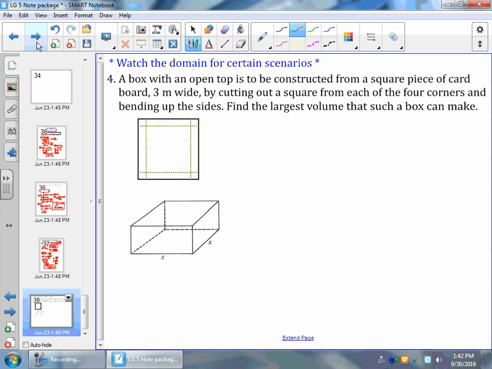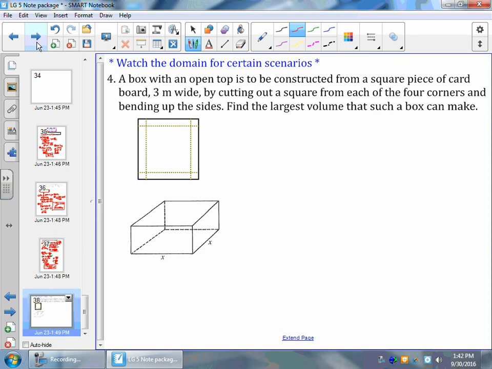All right, and the last question here is number 4. And as always, in the blue there, it's saying watch the domain for certain scenarios. So guys, just keep in mind, very logic, if you get a negative value or a 0 for a side length or something like that, that's always a little bit of a warning. So just keep that in mind that obviously you're not going to be including those in your final answer.